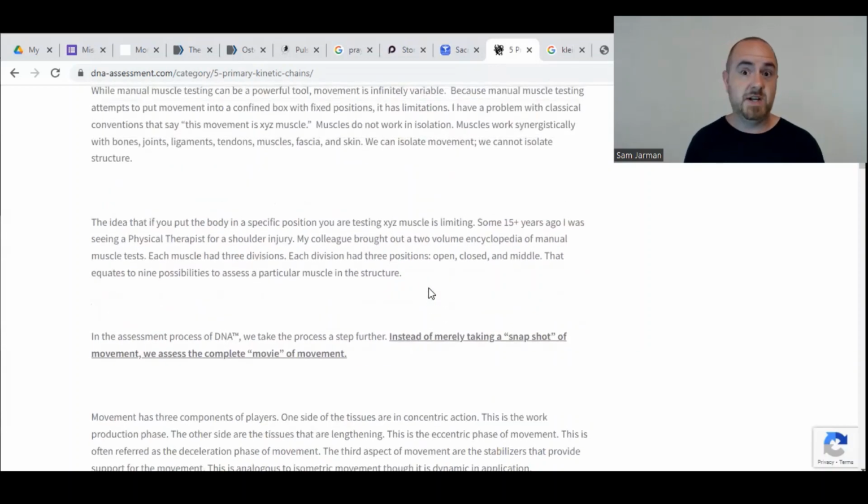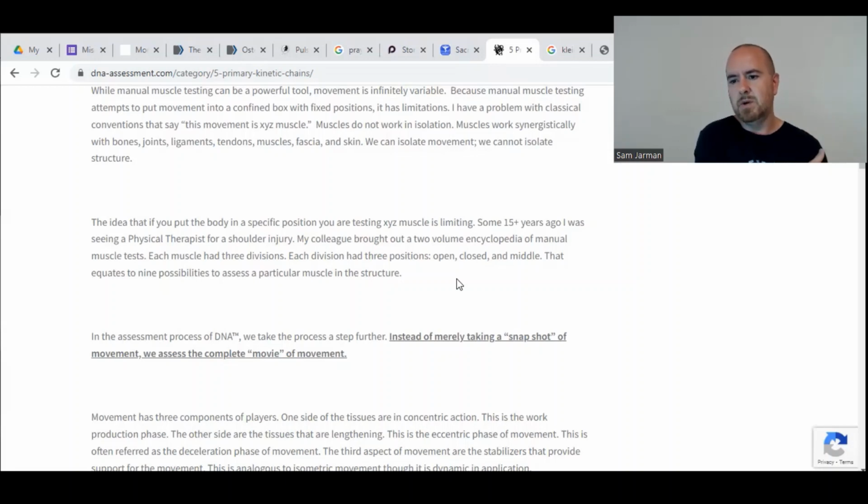So that resonates fairly well with what I'm saying, especially from that external environment of observation. Philosophically, the position is, well, it's all connected. Of course it's all connected, no doubt. Where's the problem? The idea that if you put the body in a specific position, you are testing XYZ muscle is limiting.